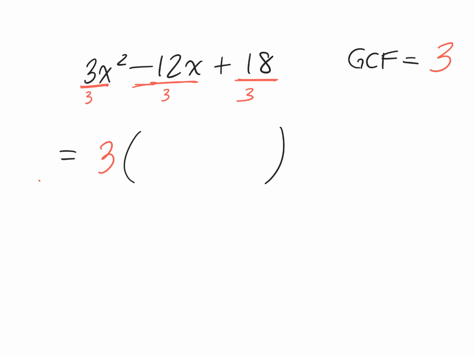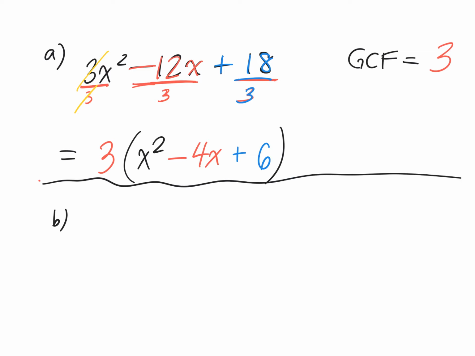What's 3x squared divided by 3? Just x squared. Look here. What's negative 12x divided by 3? What's a negative divided by a positive? What's 12 divided by 3? 4x. Then, what's positive 18 divided by 3? Positive 6. That's it. That's your answer. We're done. Try this one on your own.